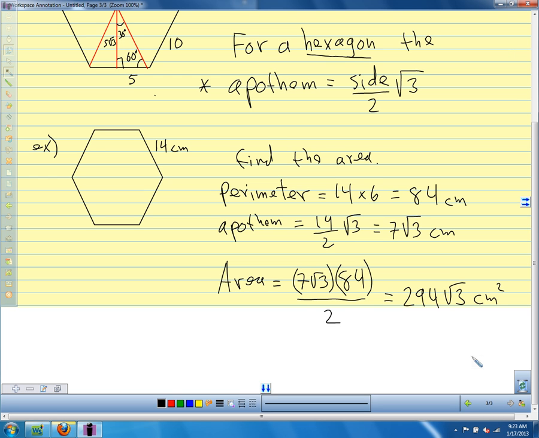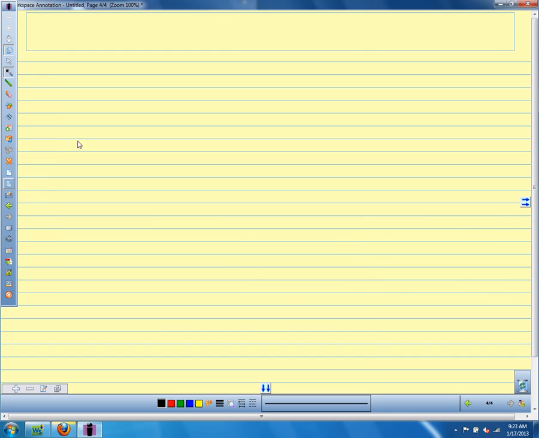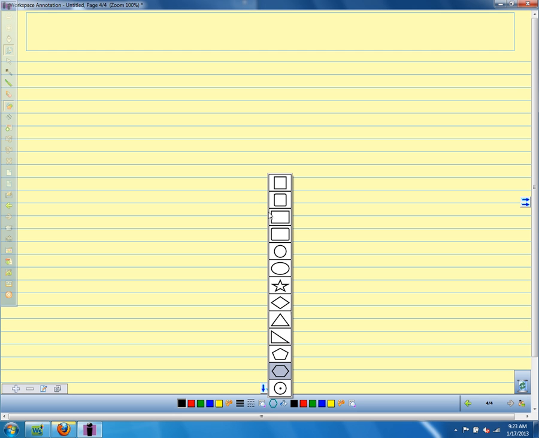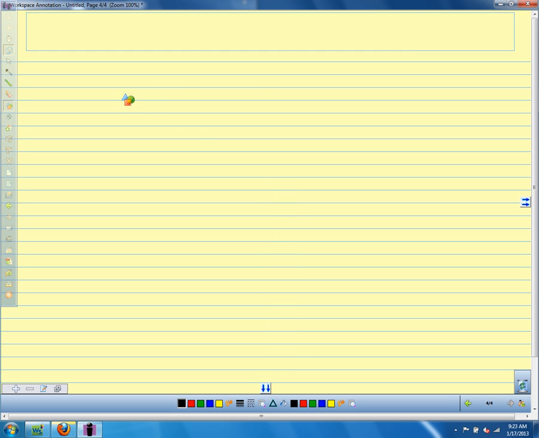Questions on that one? And we mentioned it the other day, really quickly, that we can do the same kind of thing with an equilateral triangle. There are 30, 60, 90 triangles hidden inside equilateral triangles also.